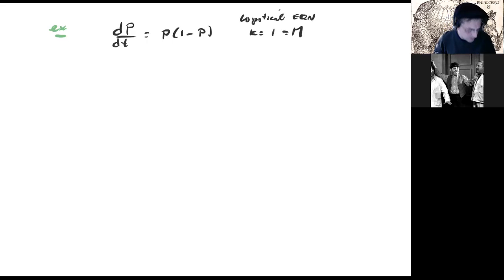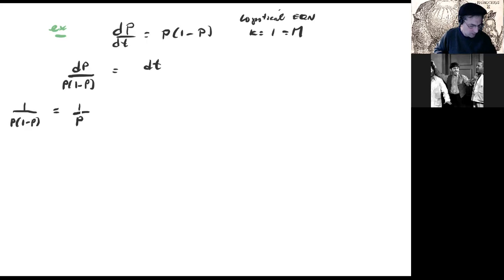So how do we solve this? Well, this is separable. We look at dP over P times 1 minus P equals dt. Now, when we integrate the left-hand side, we're going to want to do a partial fractions expansion. I'm going to save you time and not actually derive the partial fractions. I'll just give you the answer. It's given by 1 over P plus 1 over 1 minus P.